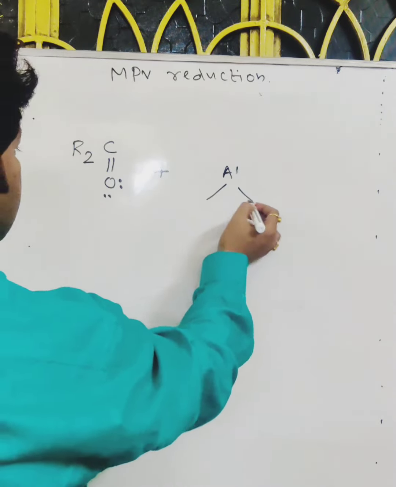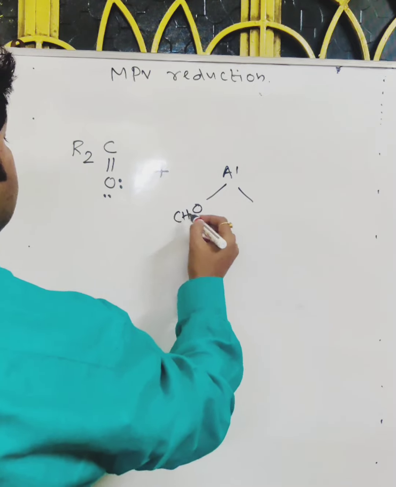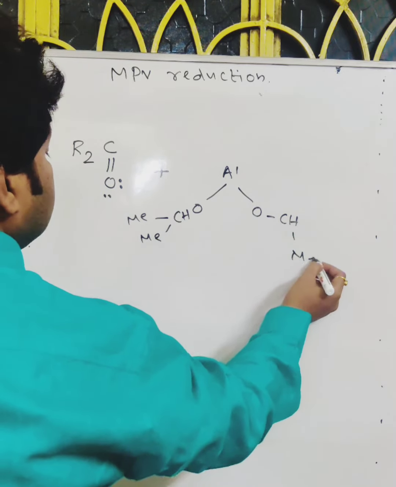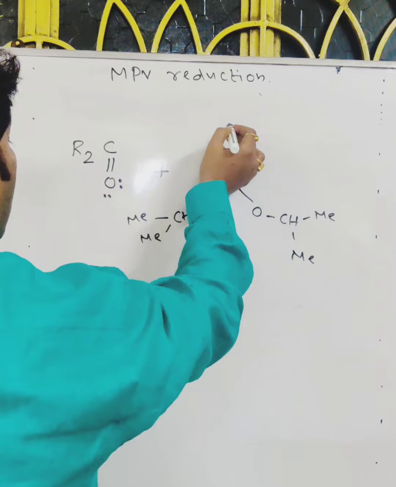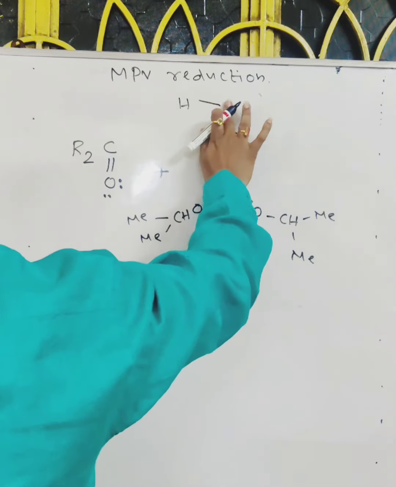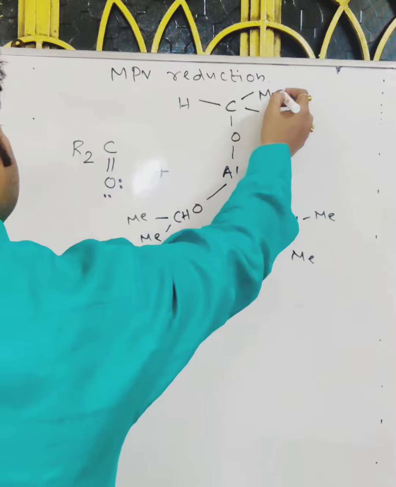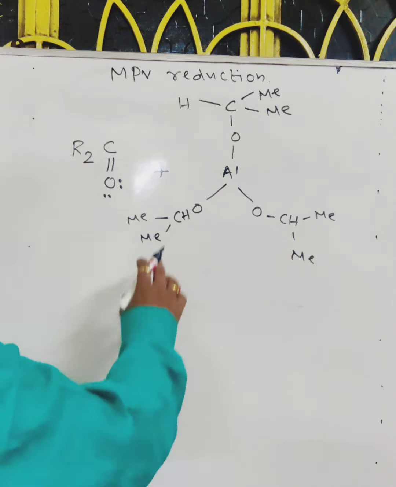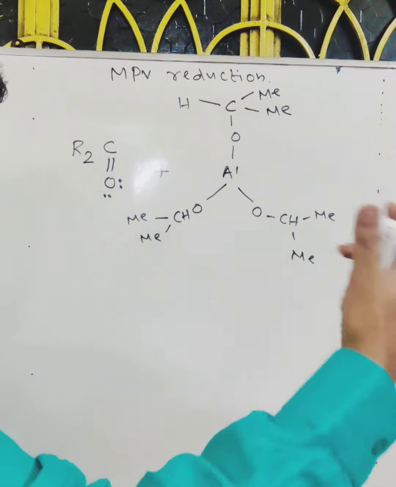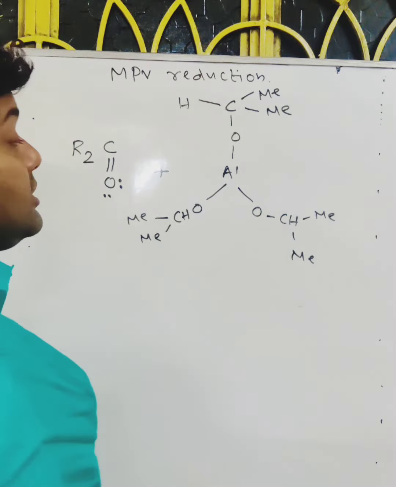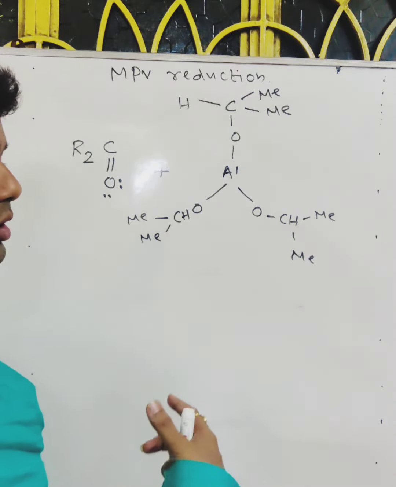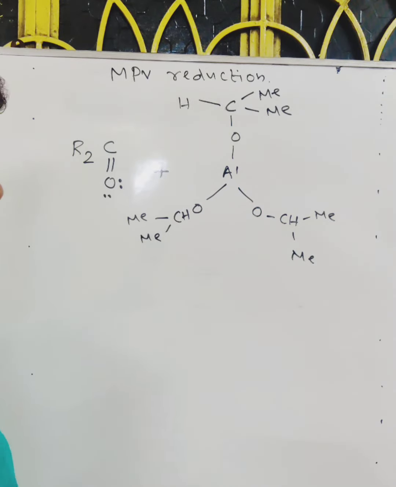Al this side, OCHMe2, OCHMe2, OCHMe2. Okay, the style of writing is in this way because it will help you to understand how the reaction is proceeding, correct? So you understand that this aluminium in its own way is electron deficient. I am saying in its own way. What does it mean? It means that this aluminium is always trying to accept the electron because the octet is not filled up, right?